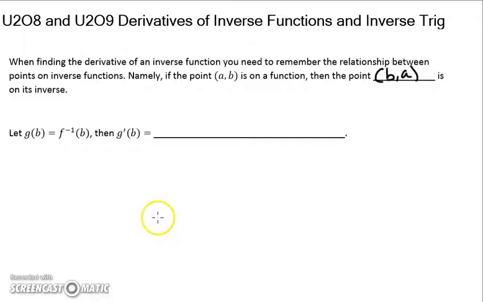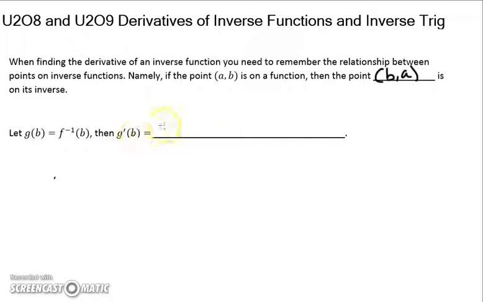So using that, we're going to say that g of b is going to be the same thing as f inverse of b. Now notice that this is not x, this is b, as in b over here. It's the y value on the function, the x value on the inverse. So we're using this to find the derivative of an inverse function at a given point.